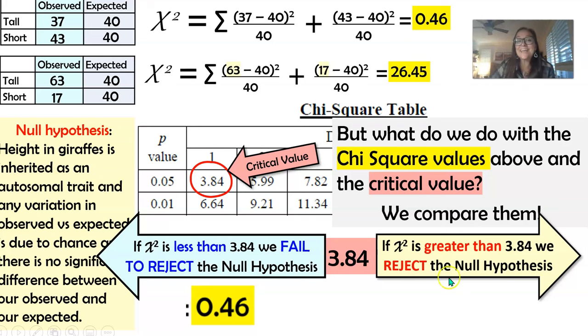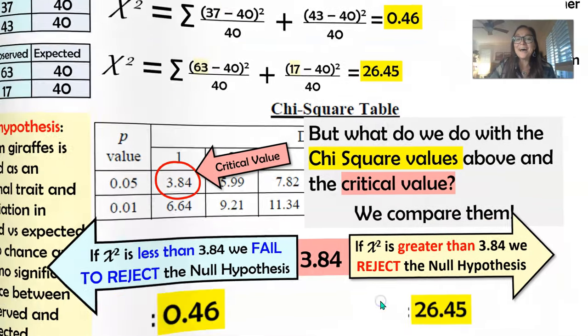Now, if you look at the second example we used, we had a very large chi-squared value, 26.45. What that means is, oh no, tall height is not inherited as an autosomal dominant trait. The variation was way too great. We're going to reject that null hypothesis. There must be something else influencing giraffe height. Maybe it's the environment and nutrition levels or something.